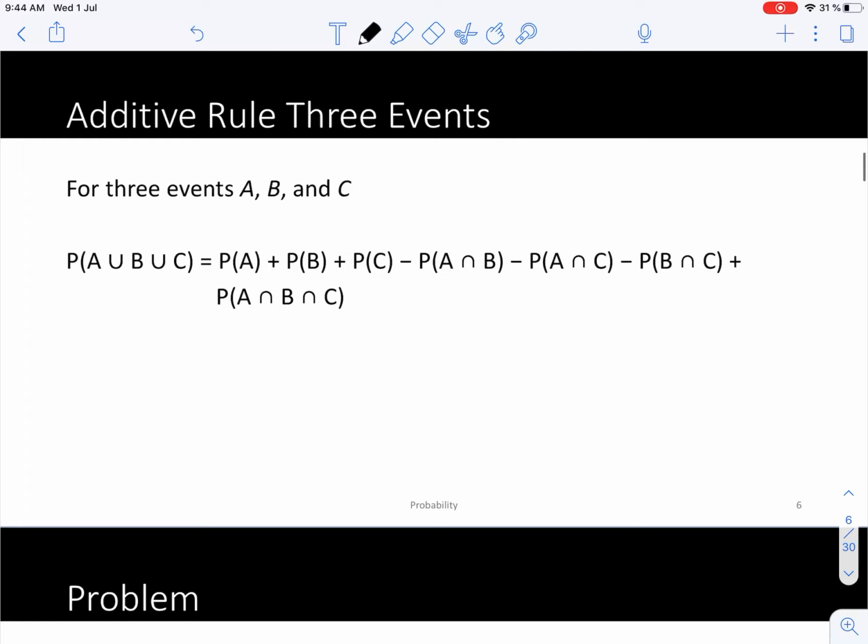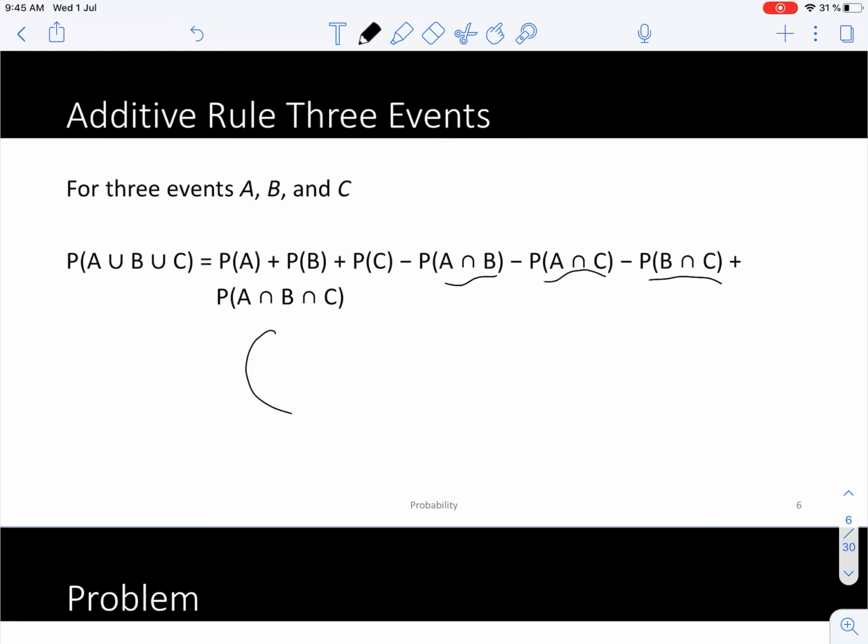Alright, so what if we increase the number of events, let's say to 3? The union of A, B, and C is the probability of A plus probability of B plus probability of C, minus the intersection of A and B, minus the intersection of A and C, minus the intersection of B and C, and then this is a little bit tricky, it's plus the probability of A intersection B intersection C. Let's check that real quick, and this is why Venn diagrams are really useful.